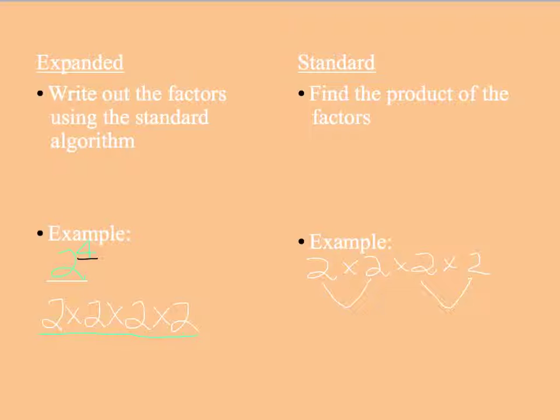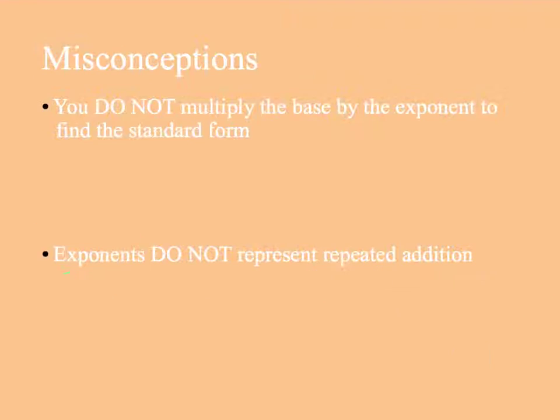So I know 2 times 2 is 4, and then I'm going to multiply that by the product of 2 times 2 again, which is also 4. So 4 times 4 is 16. So my standard form for 2 to the 4th is going to be 16.